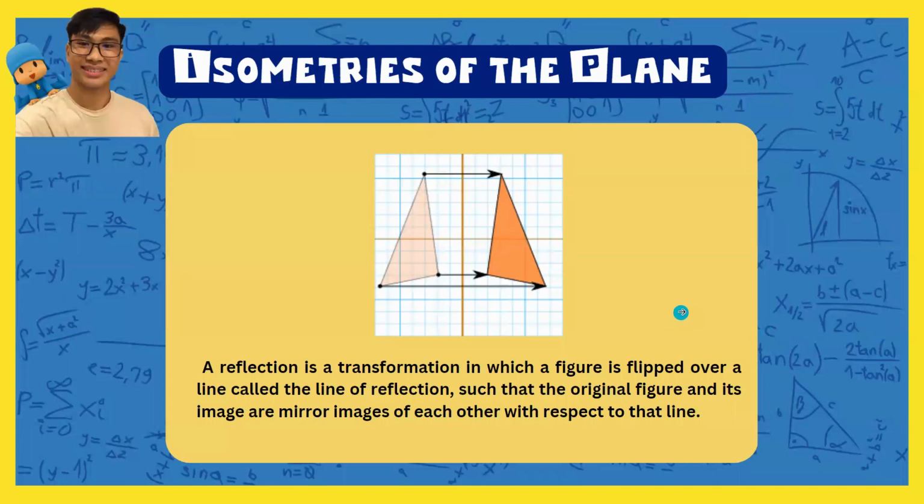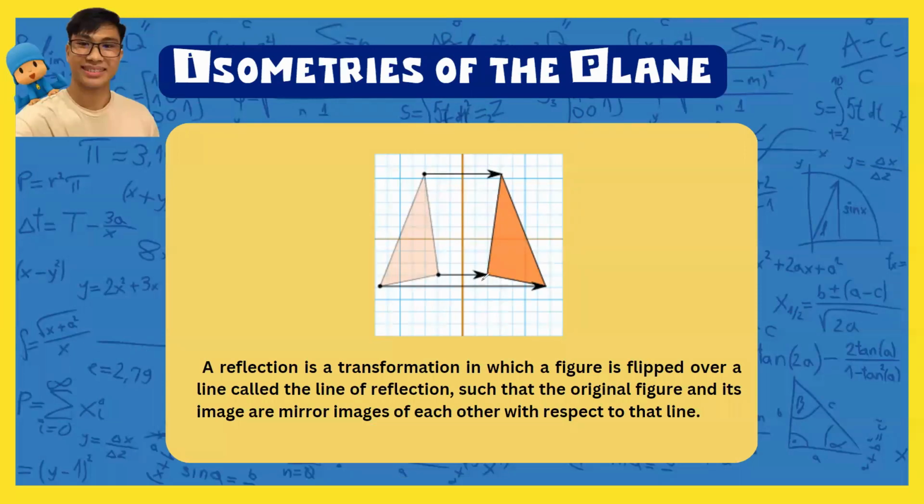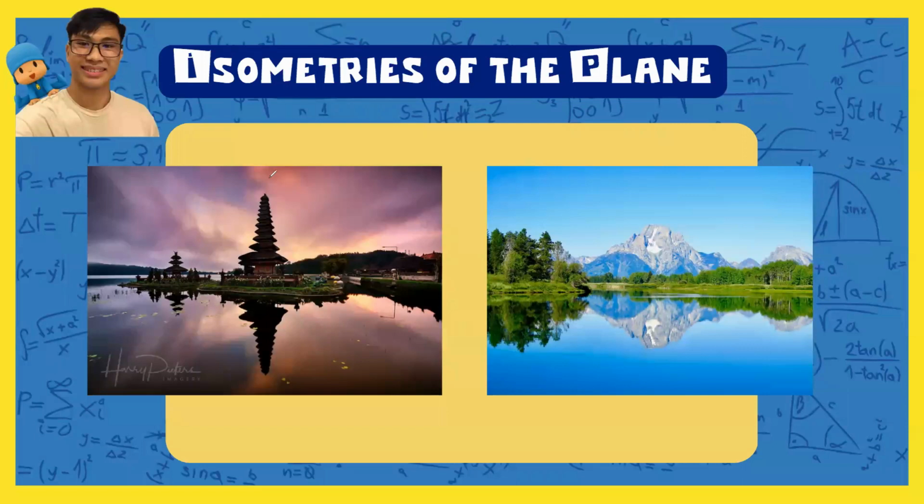A reflection is a transformation in which a figure is flipped over a line called the line of reflection, such that the original figure and its image are mirror images of each other with respect to that line. So makikita natin dito, parang nga siya talagang minirror. Tapos yung lines dito, with respect to the line of reflection, ay congruent silang dalawa, yung kanilang distance from the line of reflection, para magkaroon sila ng flip over image, tapos congruent din yung distances nila from the line of reflection.